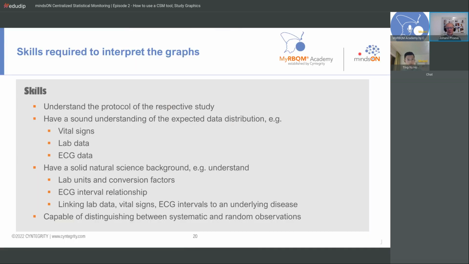So just briefly on the skills required, and I mentioned that already. So at least someone should be able to understand the protocol of the respective study.